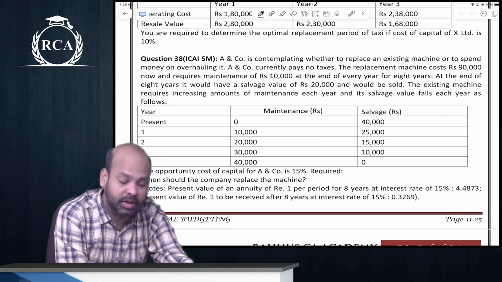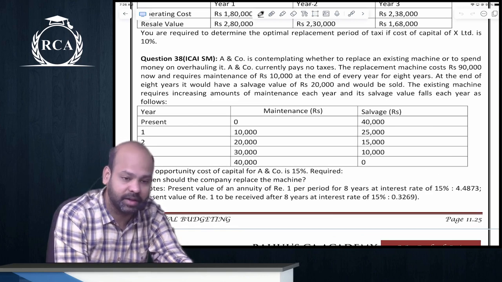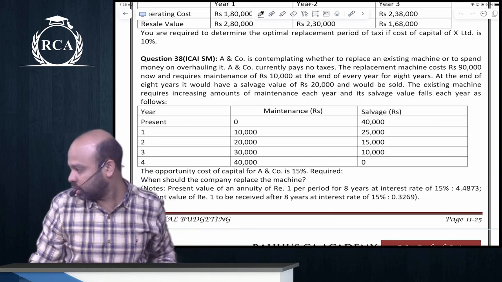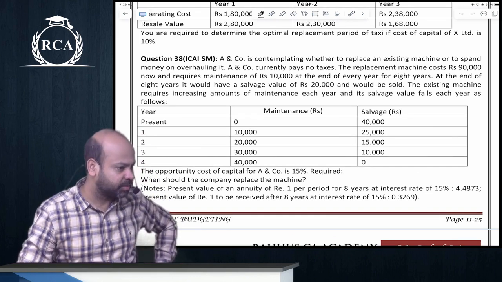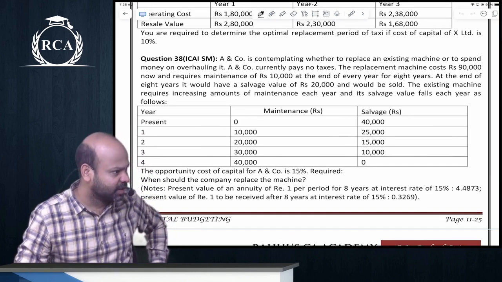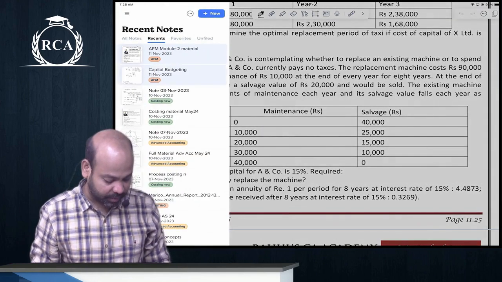What do we have to do first? Shall we finish off the new machine's calculation? Can you compute the new machine's EAC, guys? Start. Did you understand the question, guys? What did you understand in CA Inter? This is the same question. You don't even remember. Very good, proud of you.